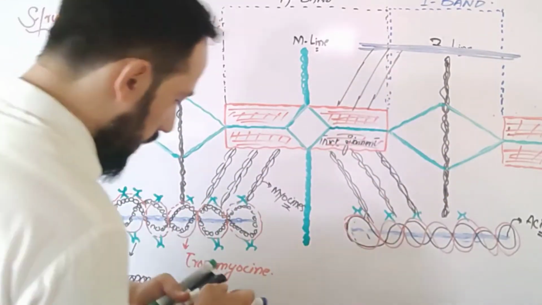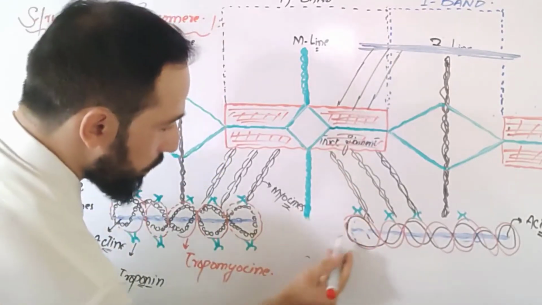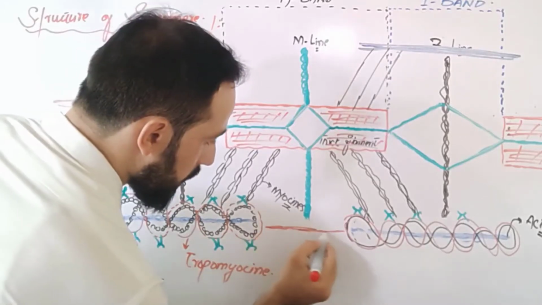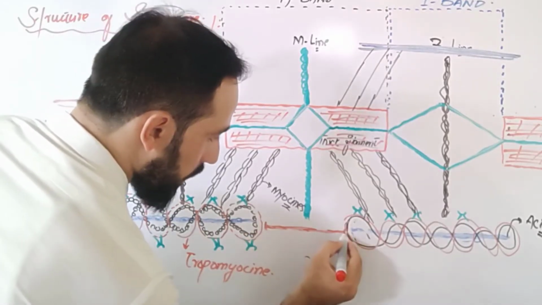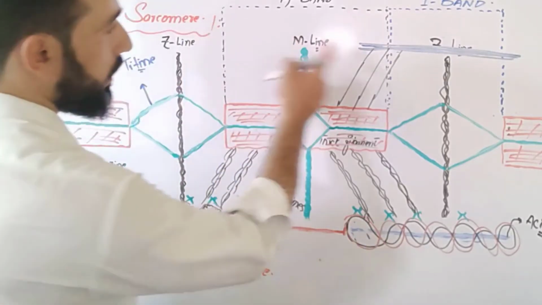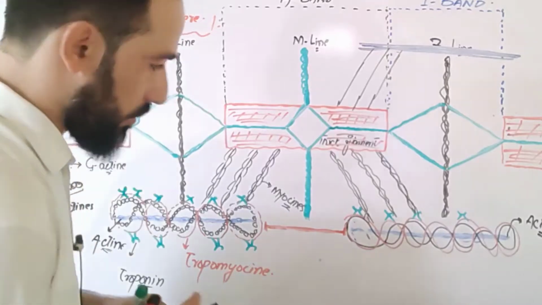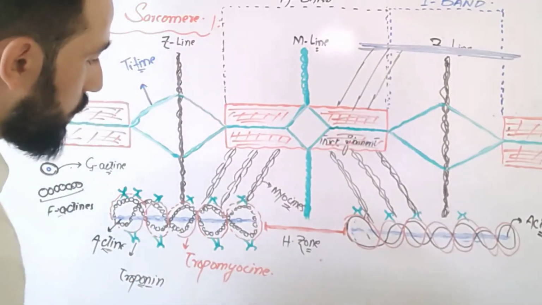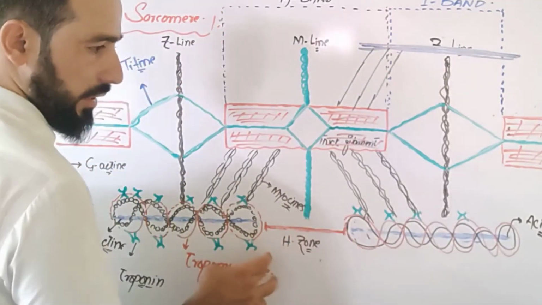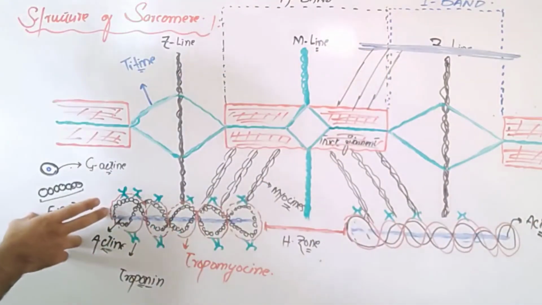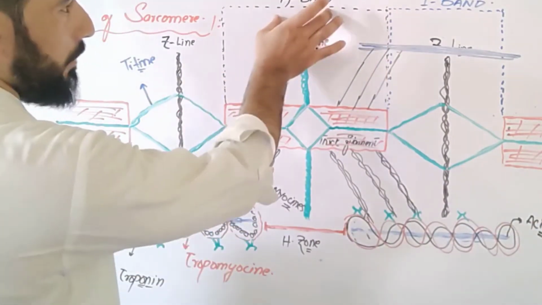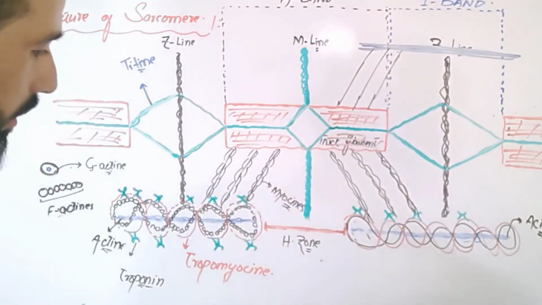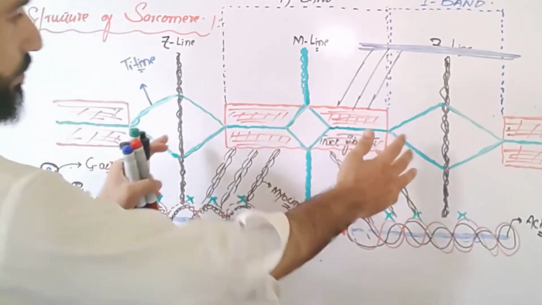Now look carefully here, in between the two thin filaments, this small area which remains in between the two thin filaments, which we have here also, this is called the H zone, right? So the H zone is present in between the two thin filaments. Here will also be an H zone, here another H zone, right? A band, I band, H zone. Okay, I think we have completed the structure of one sarcomere.